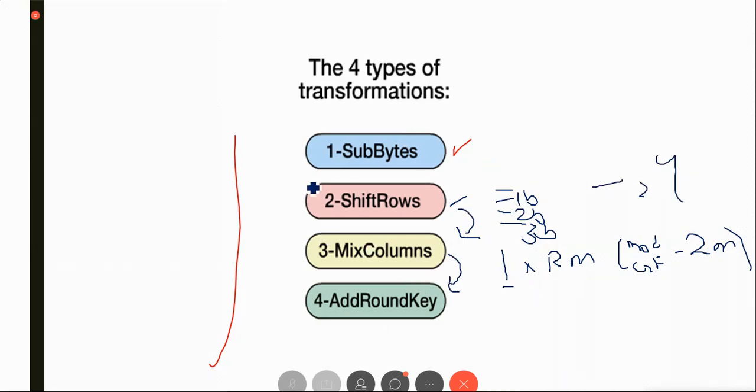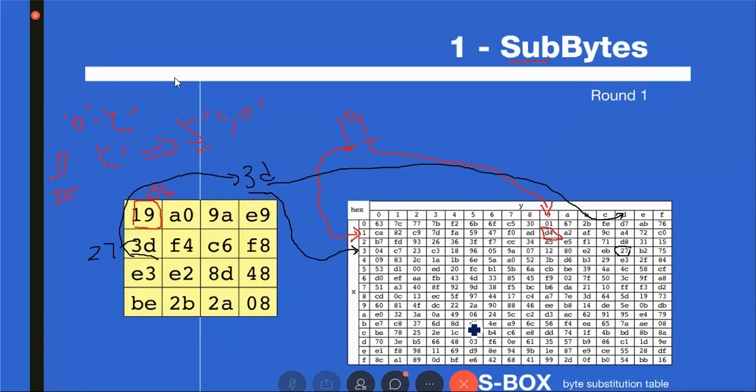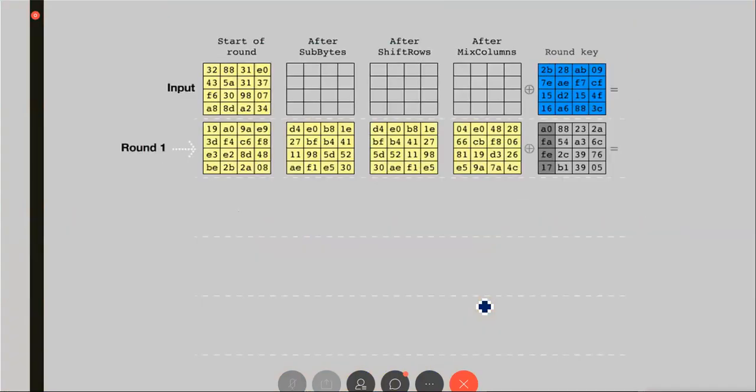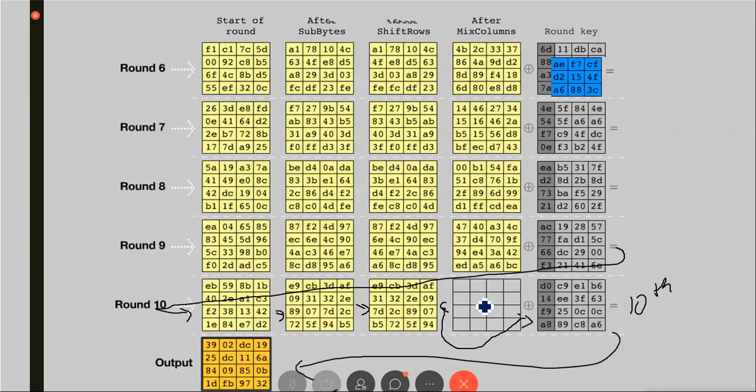And in the 10th round, you have transformation function 1, transformation function 2, and transformation function 4. You do not have the third transformation function happening. That is about the AES algorithm. And then going quickly back to the key generation algorithm, simple.